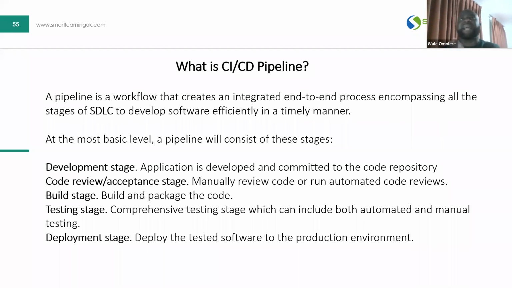But you see, the standard one, which is the basic level pipeline, will contain all of these stages, which is not different from the software development lifecycle. It will contain the development stage, the code review, and the acceptance stage. This is the traditional way of building software. It would have the build stage, the testing stage, and also the deployment stage as well.